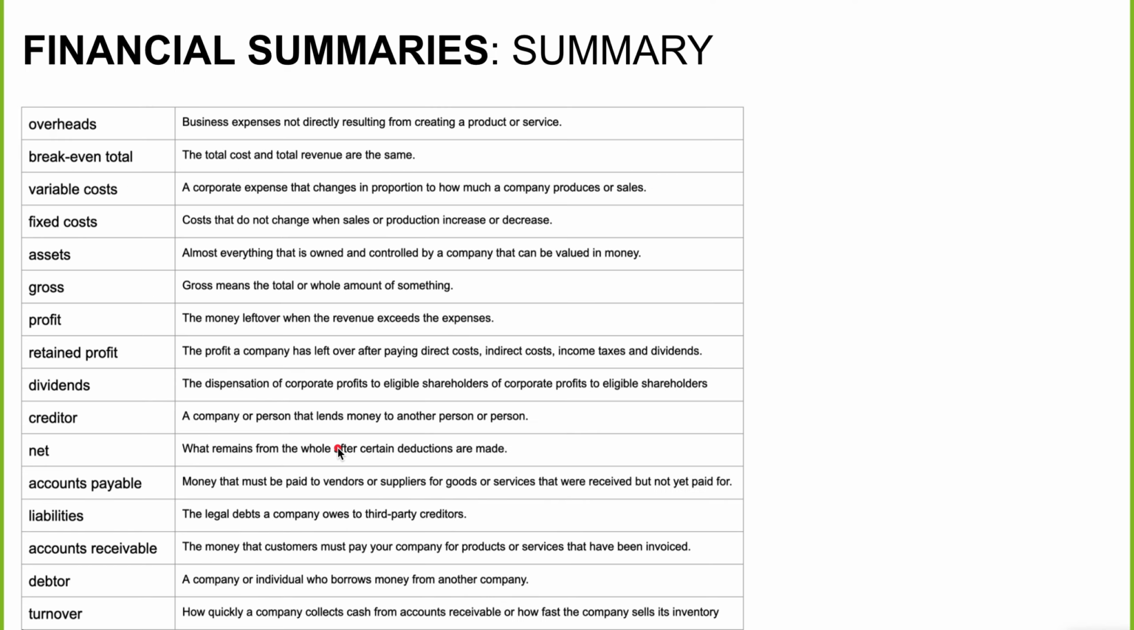So this is a quick summary of the words we were looking at. Overheads, break-even totals, variable cost, fixed cost, assets, gross profit, retained profit, dividends, creditor, net, accounts payable, liabilities, accounts receivable, debtor, and turnover. Those are the words that we just studied today.